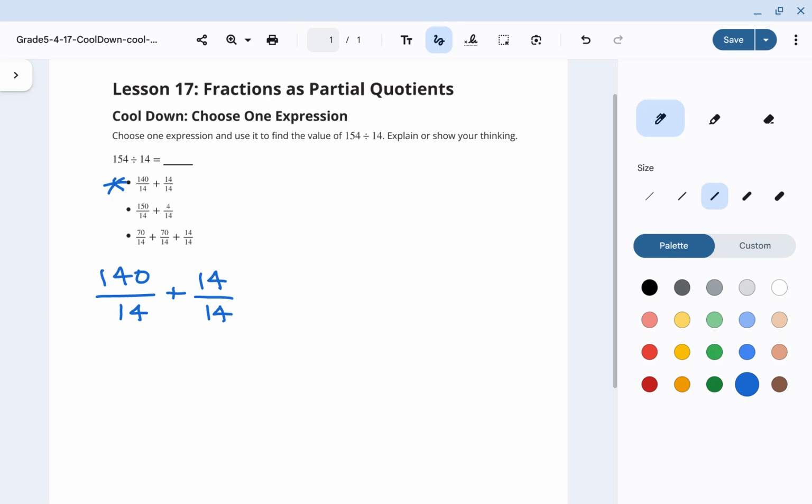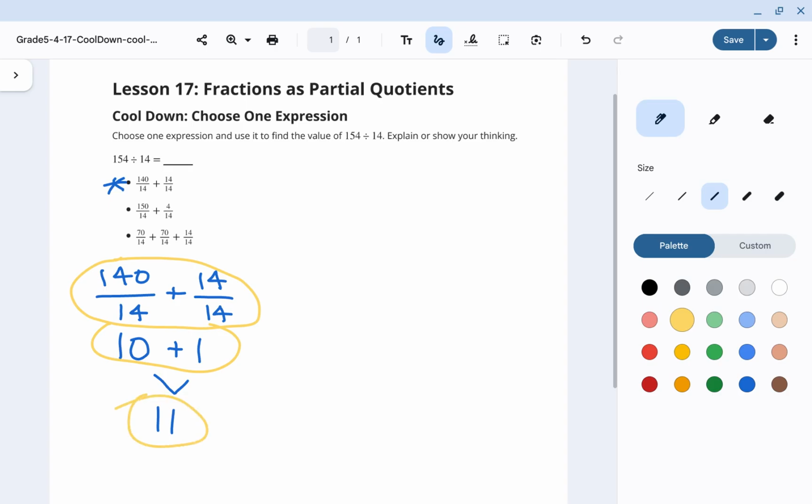So I know that 140 fourteenths is equal to 10. And I know that 14 fourteenths is equal to 1. And I know that that is equal to 11. So I have found the answer to this question because I started at this first step by simply rewriting the question. Then I found 140 over 14 to be 10, and I found 14 over 14 to be 1. That was my second step. And lastly, I wrote my final answer of 11. So that one really jumps out at me.